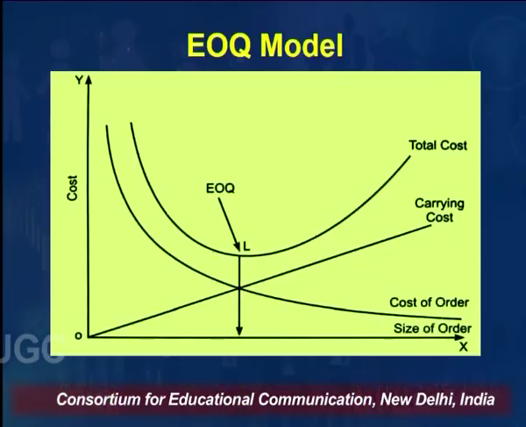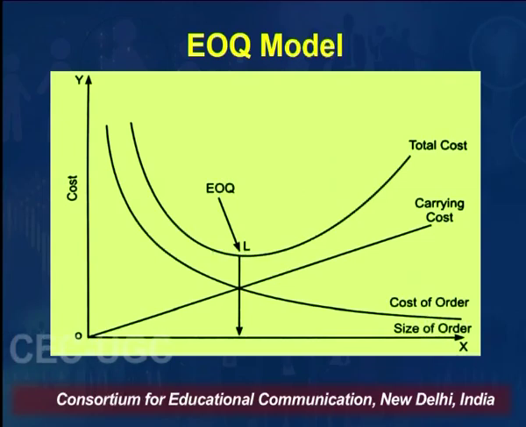The economic order quantity would help to provide a trade-off between cost and benefit. It identifies the level of inventory which minimizes the total inventory cost. EOQ considers both ordering cost as well as carrying cost, and the minimum level of total cost is considered to be EOQ, right. So, the EOQ model can be understood with the help of this example: on the x-axis we have size of order, on the y-axis we have cost.